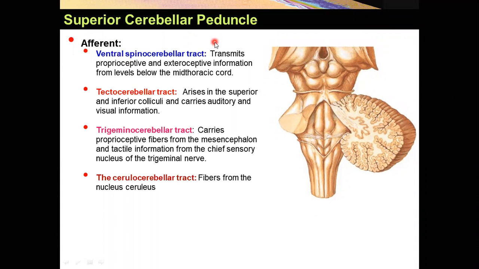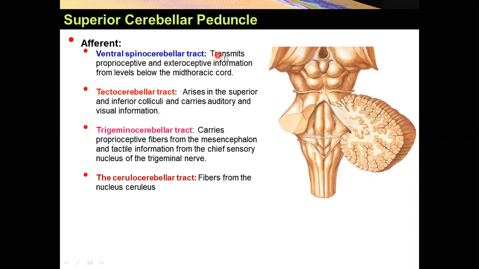Cerebellar peduncles actually contain afferent and efferent cerebellar tracts. The superior cerebellar peduncle contains the following afferent tracts: the ventral spinocerebellar tract, the tectocerebellar tract, the trigeminocerebellar tract, and the cerebellocerebellar tract.